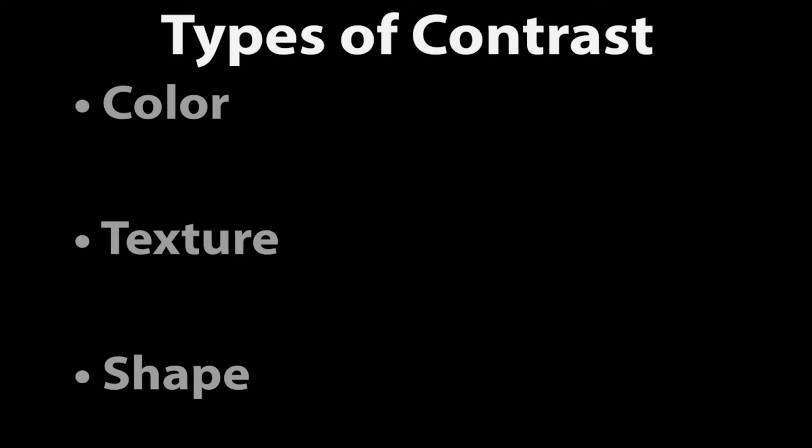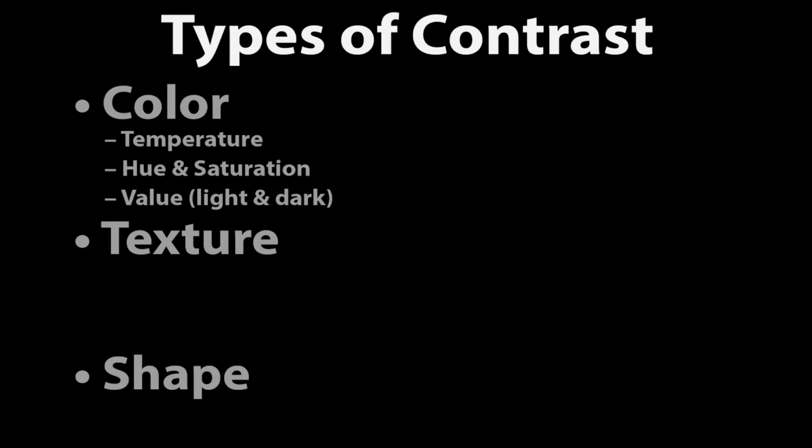So under color, we have temperature, hue and saturation, and value, which is light and dark. We'll talk more about that when we look at some visual examples. Under texture, we have edge and detail. And then under shape, we have size. And then I also just want to say that shape itself is a type of contrast.